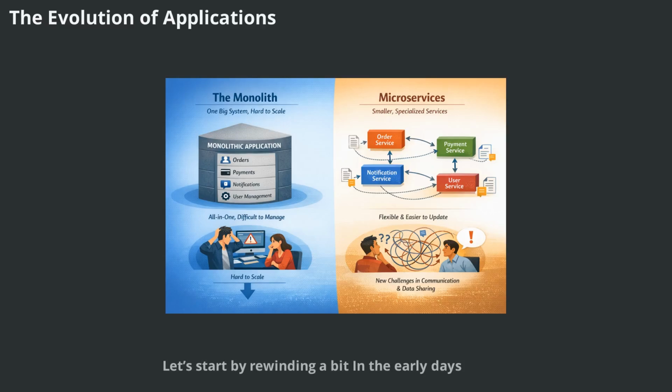Let's start by rewinding a bit. In the early days, applications were often built as one big system, a monolith. But as technology advanced and user demands grew, these monolithic systems became harder to manage and scale. Developers began breaking them down into smaller, specialized services. Each service focused on a specific task, like handling orders, processing payments, or sending notifications.